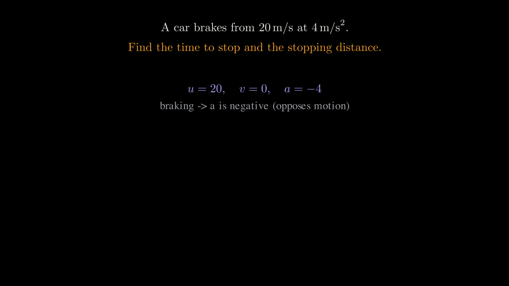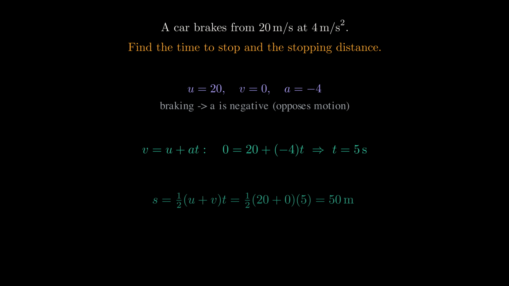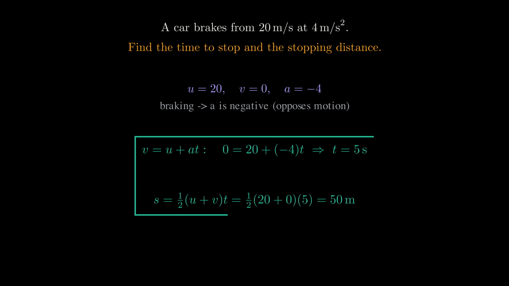For the time, pick the equation with u, v, a, and t. v equals u plus at. 0 equals 20 minus 4t. So t is 5 seconds. For the distance, the neatest choice is s equals a half, u plus v, times t. A half times 20 times 5, 50 meters. Stops in 5 seconds over 50 meters.